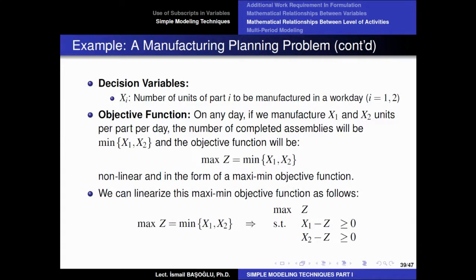So what are our decision variables again? Our decision variables are X1 and X2, where X1 represents the number of part 1 to be manufactured on a workday, and X2 represents the number of part 2 to be manufactured on the same day. If we want to manufacture X1 and X2 units on a day, then the number of completed assemblies will be defined simply as the minimum of X1 and X2, and our objective is to maximize the minimum of X1 and X2.